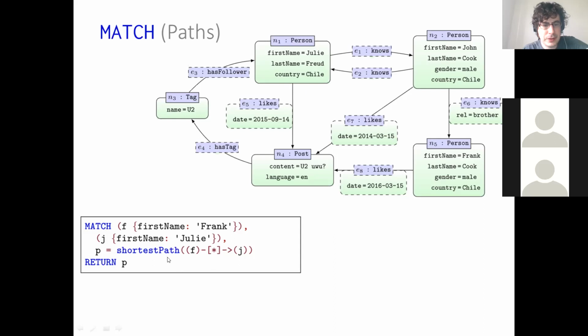In this case, we're looking for the shortest directed path, sorry, between Frank and Julie. Starting from Frank, we have to follow links in the forward direction. So from Frank, we have to go this way, and then this way, and then this way. That will be our path: N5, E8, N4, E4, N3, E3, N1. So this is a shortest directed path.